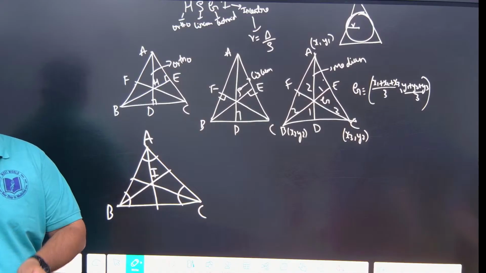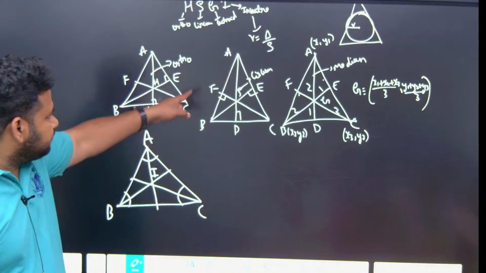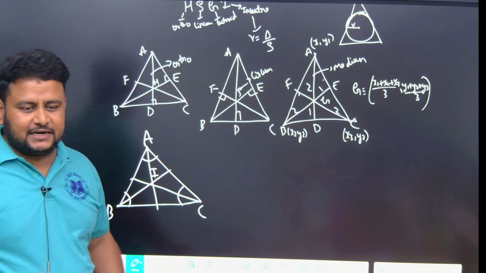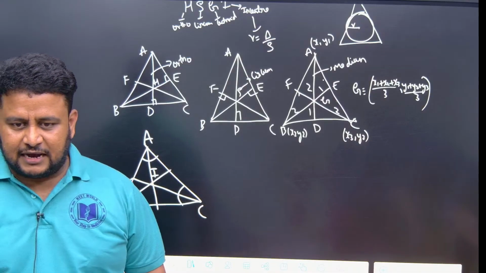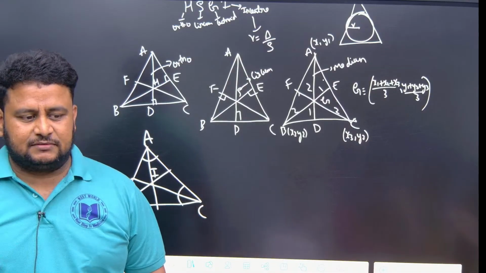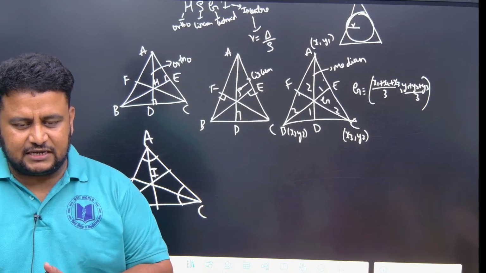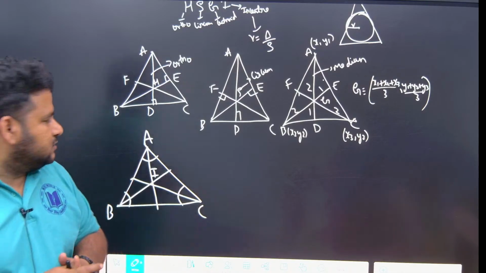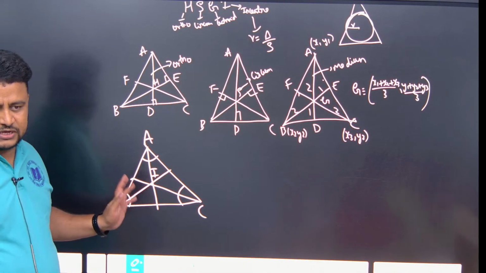Incenter is the point of intersection of what? Angular bisectors. And what about circumcenter? Perpendicular bisector. Perpendicular bisector means it is perpendicular to the opposite side, and it is bisecting, meaning dividing into equal parts. Clear? So this is incenter. We denote it by I.